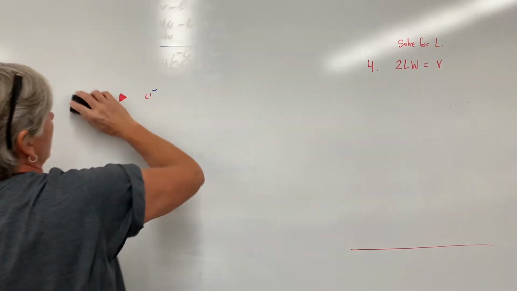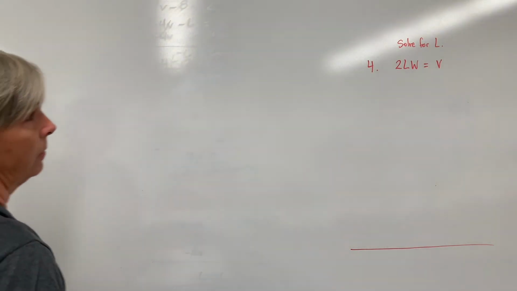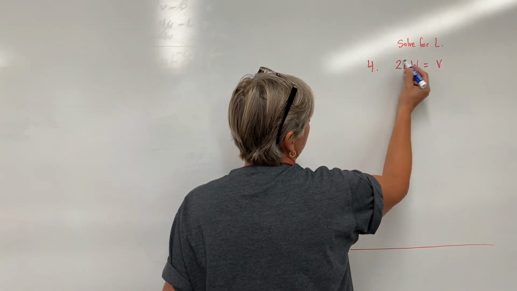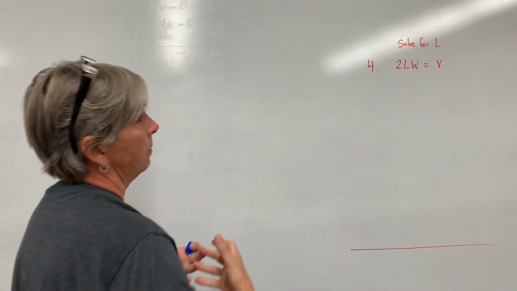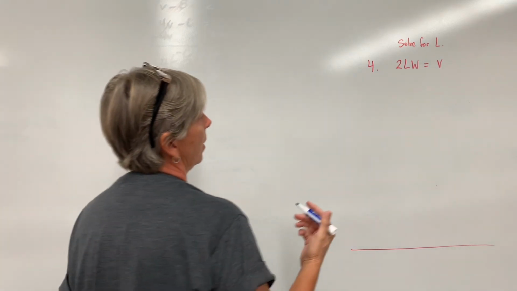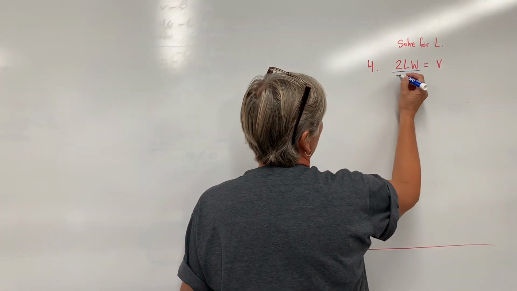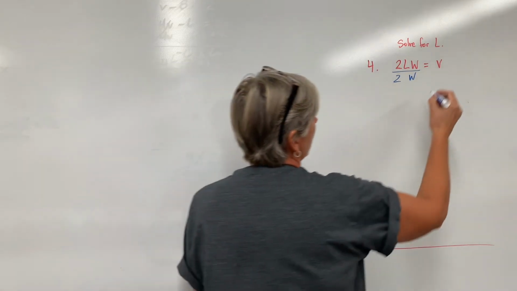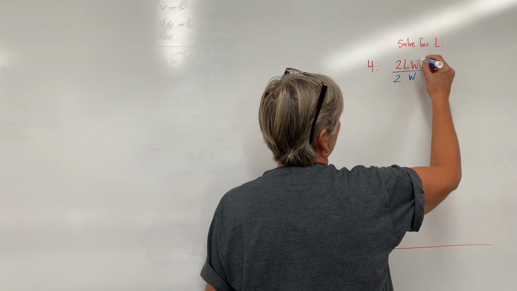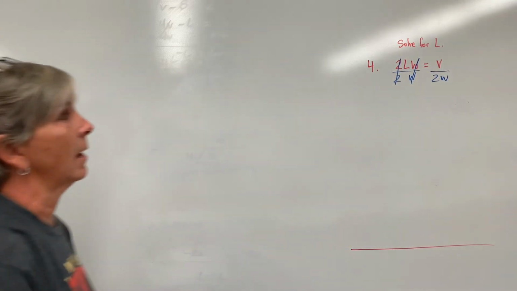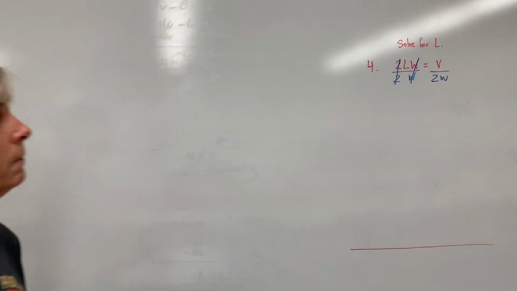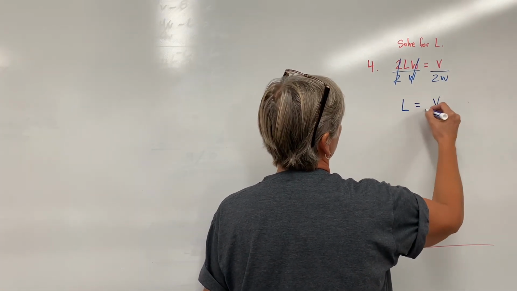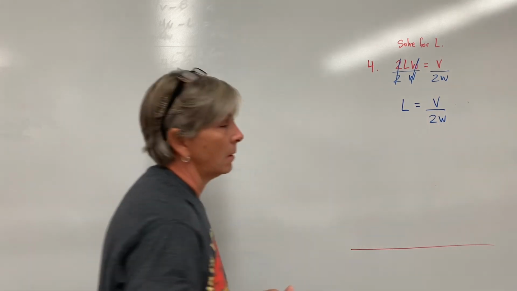So what that means is I want L to be all by itself, and here's L. Well, it's affected by the 2 and the W. They're multiplying by the L. So how do I undo multiplication? I do division. So if I divide by 2W, then I would have to do the same thing over here. Notice that the 2 and W both cancel, leaving L by itself, which is what I want because they wanted me to solve for L. So the answer is V over 2W.